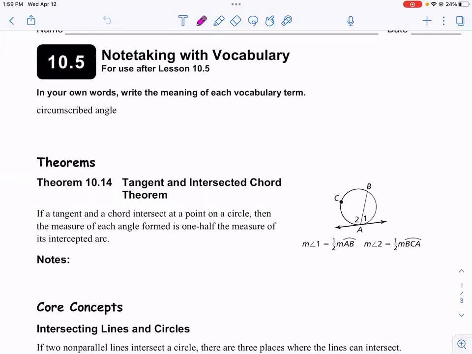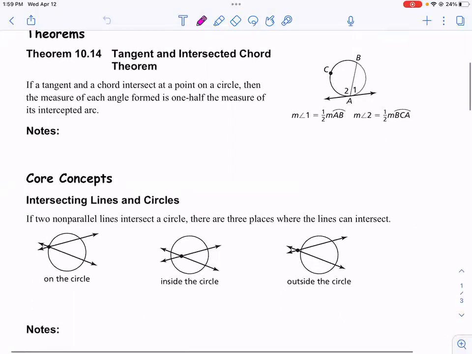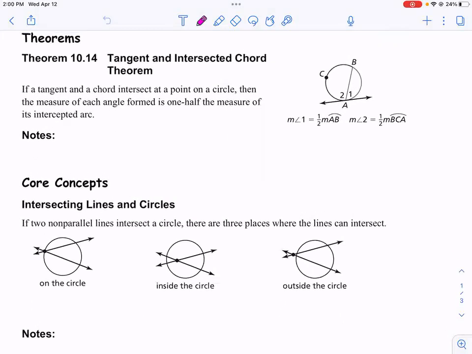Now in 10.4, we talked about inscribed angles. We are still talking about angles with our circles, but today we're going to look at a few other situations. So the first one is when we have a tangent intersecting a chord. So notice in our picture, we have a tangent and a chord.